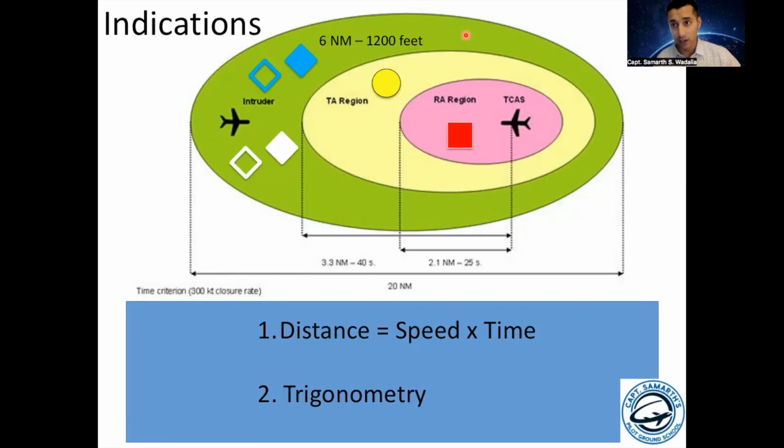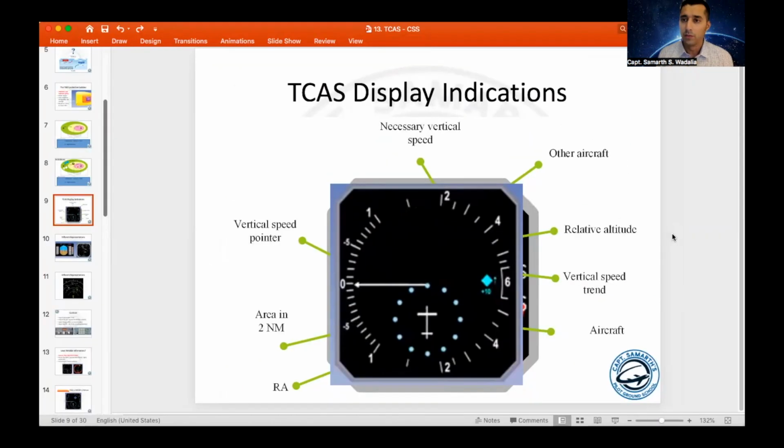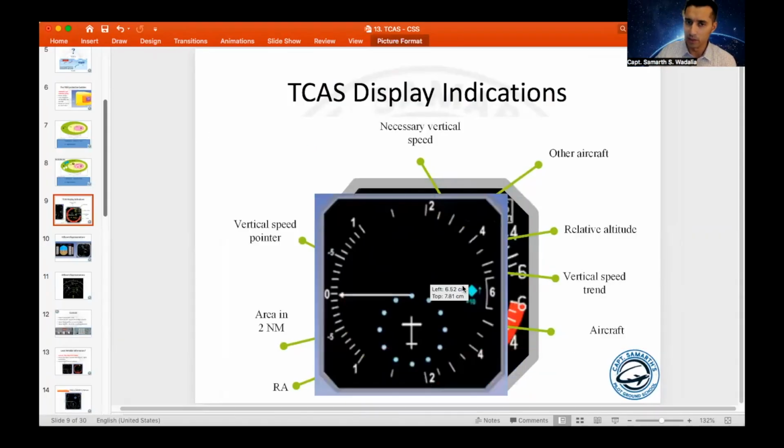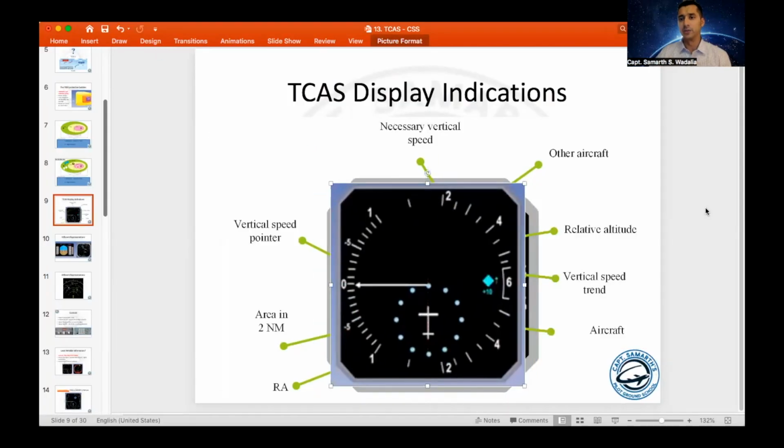So the indications are a hollow diamond, white or blue, a solid diamond, white or blue, a solid yellow circle, and a solid red square. Right? Let us proceed to the next slide, guys. For this slide, we're going to have to exit the presentation mode because I need to move these pictures around to explain to you the indications.